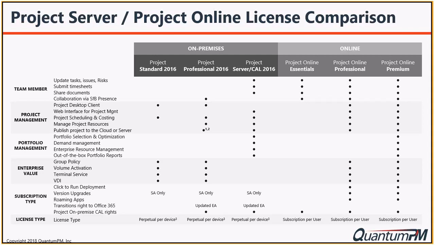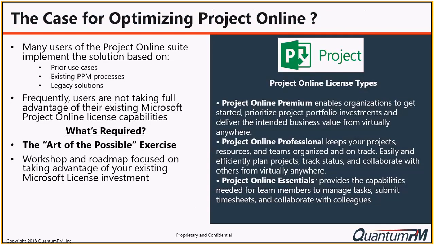Okay. So now we've talked about the three license categories. And if anyone has any questions, you can just type in the dialogue box on Skype. So the question is, what's the best way to optimize these? Because the top on the left here talks about some of the challenges. Many companies, when they implement these solutions, base it on prior use cases, existing processes, legacy solutions. They try to replicate what they have and don't try to take advantage of the full capability of the tool.